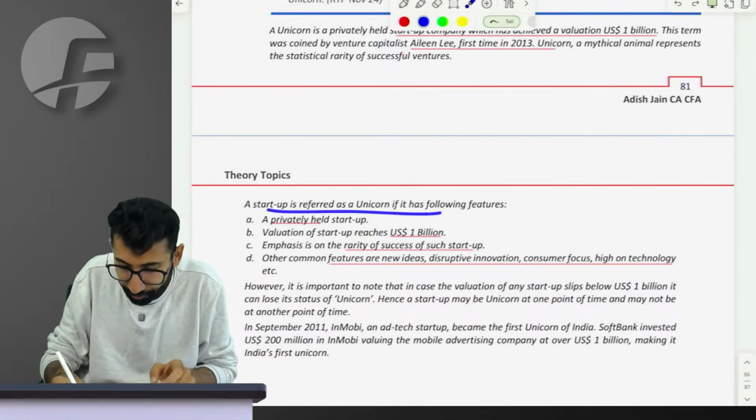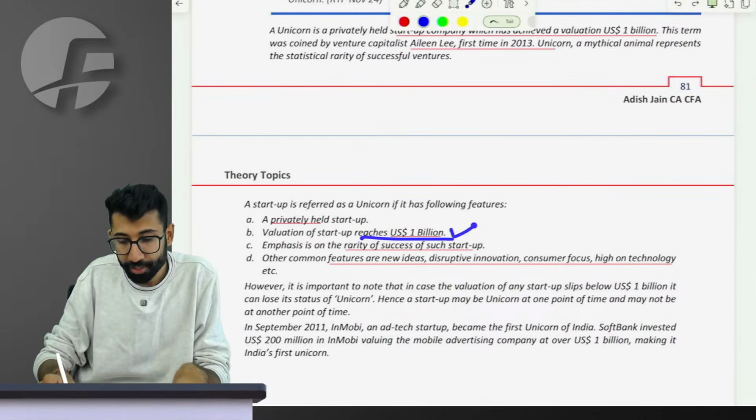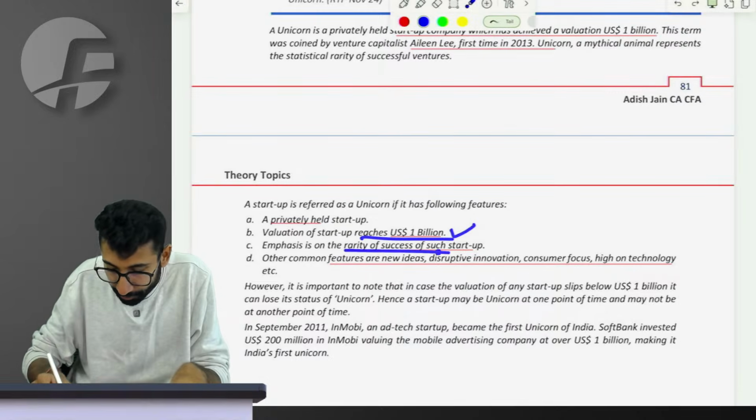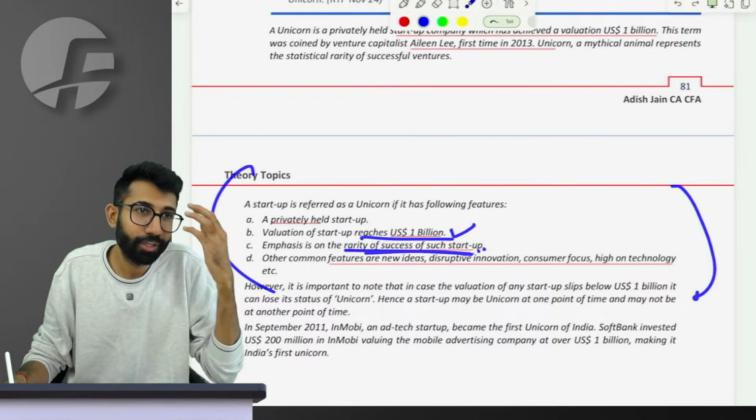So a startup referred to as a unicorn has the following features. It's a private company, being a startup. Its valuation reaches 1 billion. Emphasis on the rarity of success. So frankly speaking, it is not a definition. I mean, this is a fake concept in my opinion in the book.